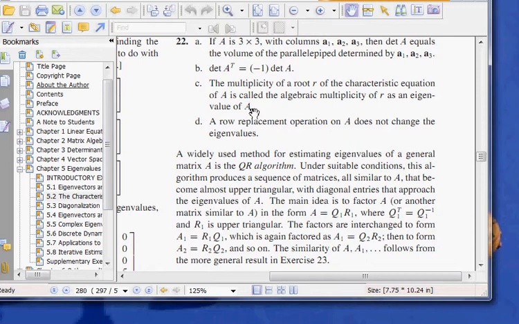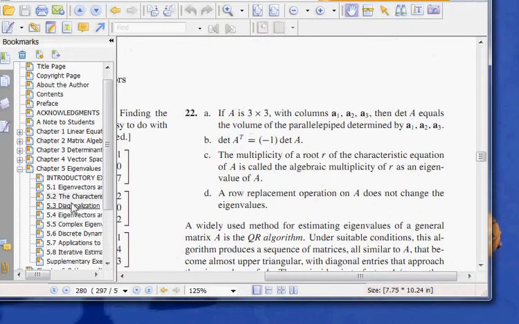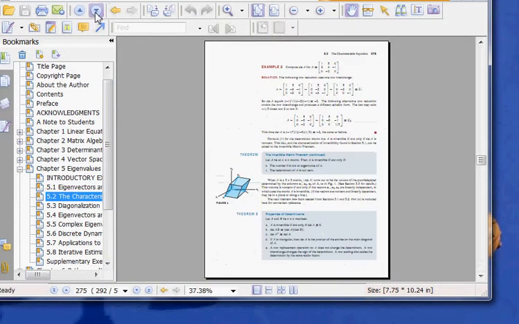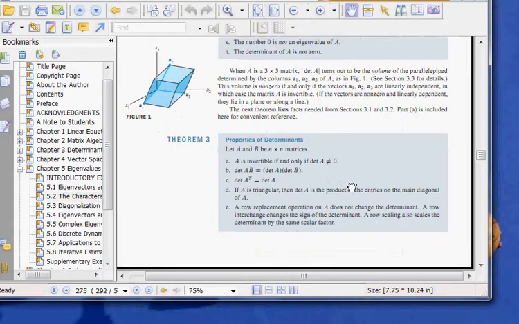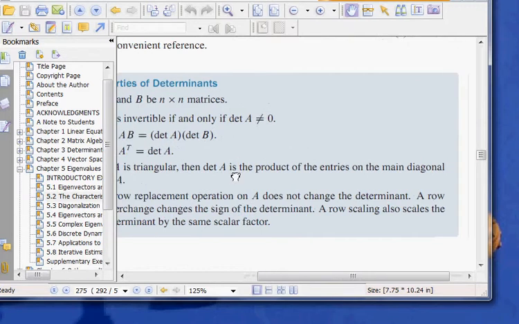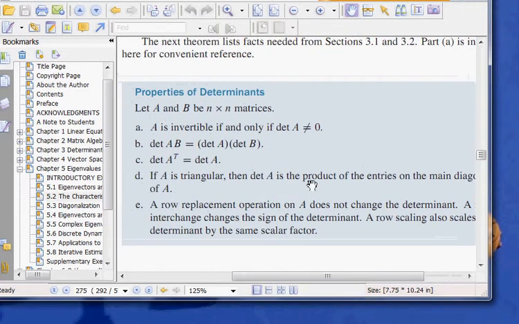A row replacement operation on A does not change the eigenvalues. Well, this is false, right? Because look, let me show you where it says that. A row replacement operation on A does not change the determinant, okay? Remember this statement.